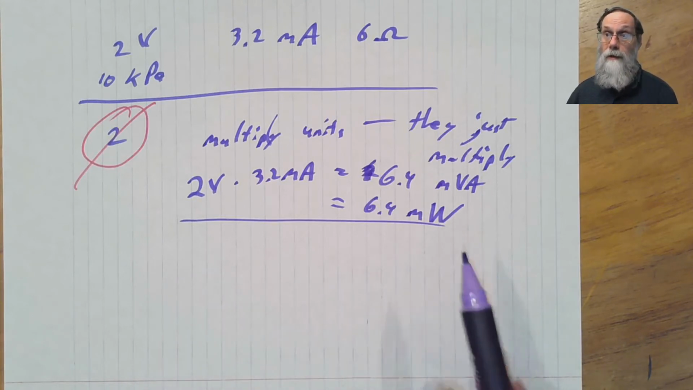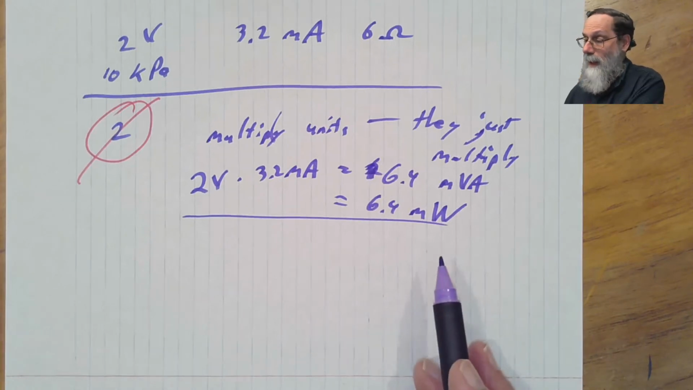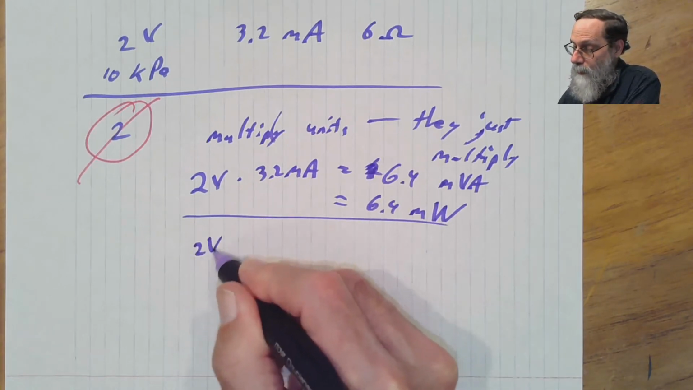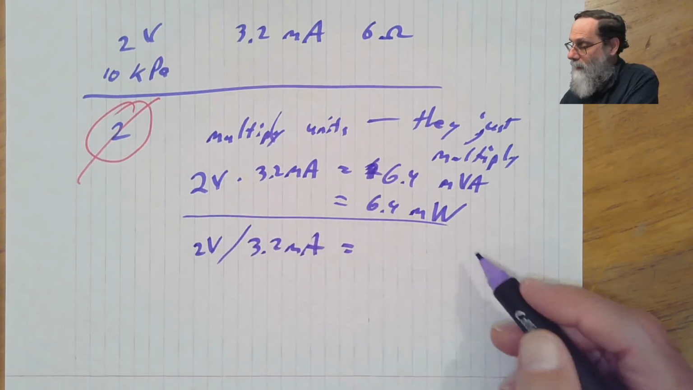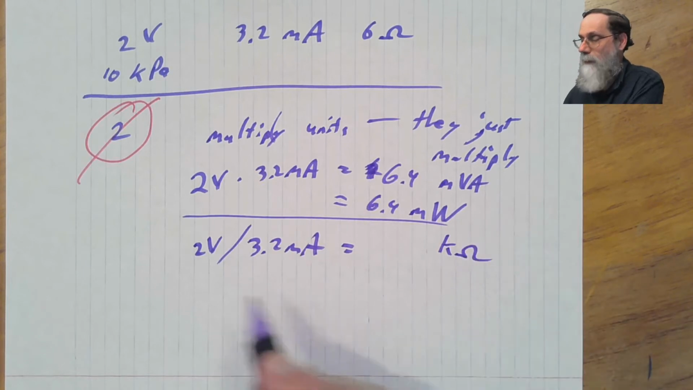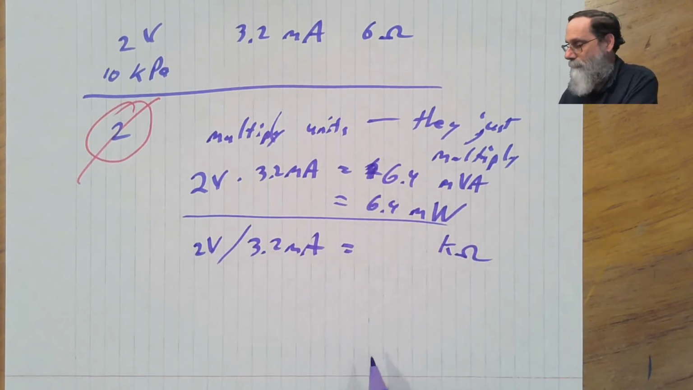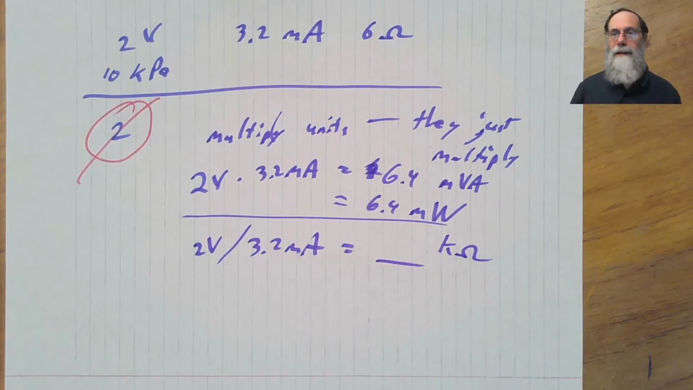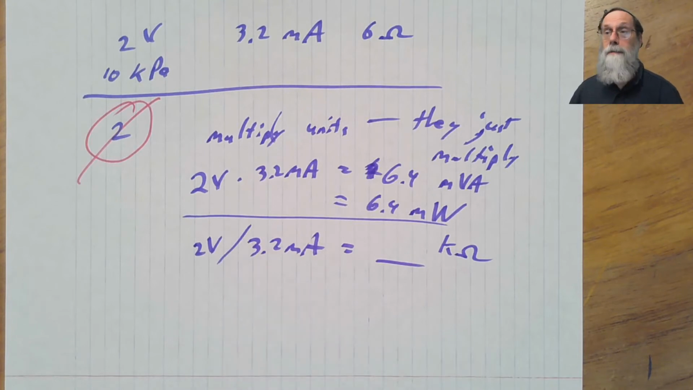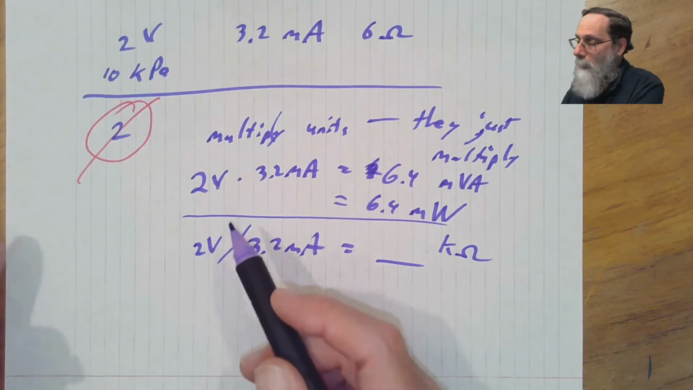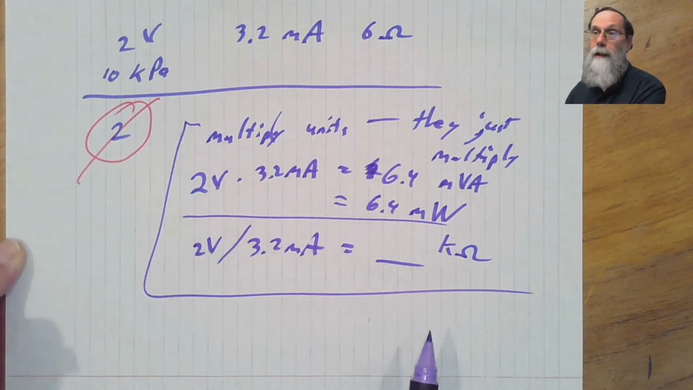If I was trying to get resistance, then I should have done 2 volts divided by 3.2 milliamps, because then I would get something in kiloohms, whatever 2 divided by 3.2 is. And that check, should I be multiplying or dividing, is much easier to do if you keep the units around. If you just do 2 times 3.2 or 2 divided by 3.2, you've got no idea whether you've done the right calculation or not. Okay, so multiplying units and keeping track of them the whole way is one advantage.